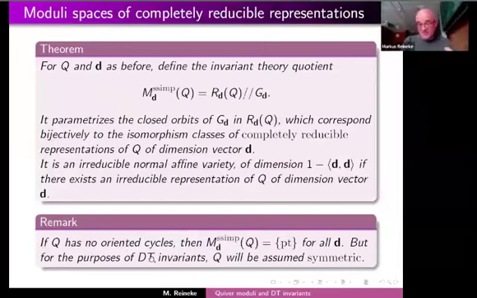For the purposes of these Donaldson-Thomas invariants, which I will introduce in due time, Q will always be assumed symmetric, which means if you have an arrow in one direction, you have an arrow in the other direction. And that means the quivers I will consider almost always have lots and lots of oriented cycles. So even these moduli spaces will be very interesting. We will come to these moduli spaces now.